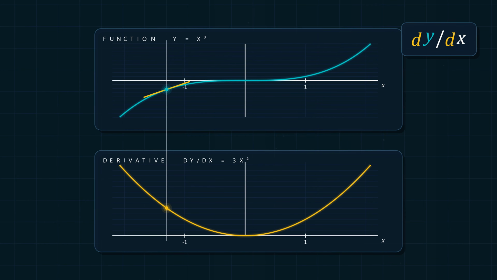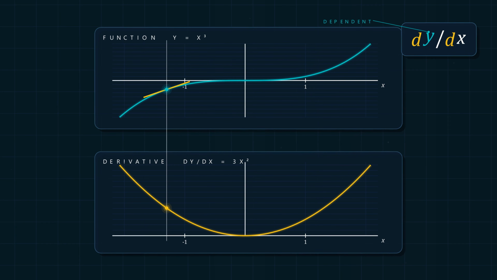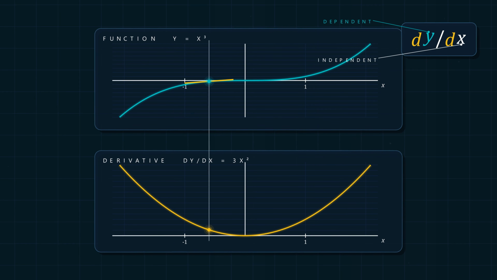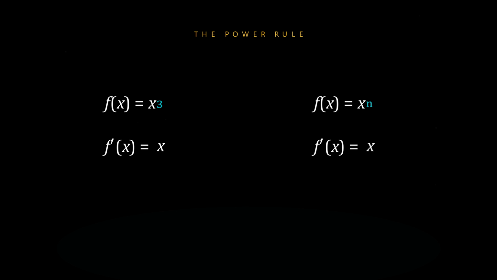dy over dx is read as the derivative of y with respect to x. The notation tells us we're looking at how y, the dependent variable, changes as x, the independent variable, changes. From our calculation, we can spot a pattern. For f of x equals x cubed, the derivative is 3x squared. For f of x equals x to the n, the derivative is n times x to the n minus 1. This is the power rule. The exponent comes down in front as a multiplier, and the exponent itself decreases by 1. It's one of the most used rules in calculus.